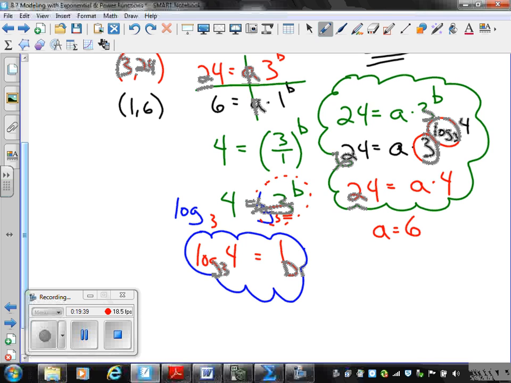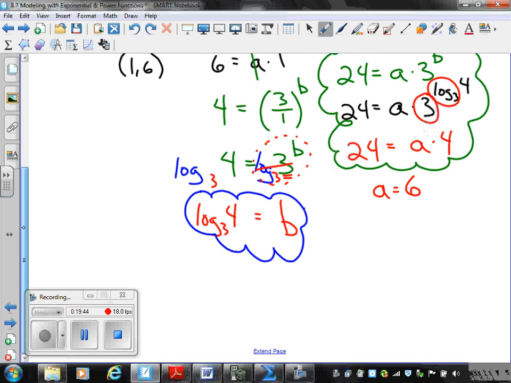I'm going to go ahead and write this equation now. And we had what, y equals ax to the b, right, our power function. So we have y equals 6x to the log base 3 of 4. Kind of a weird looking answer there, but hey, that's what we get. It's not always pretty, folks, but that's what we get.